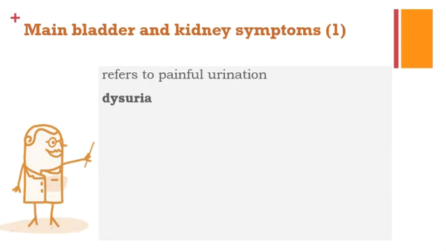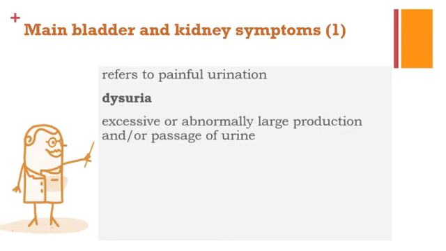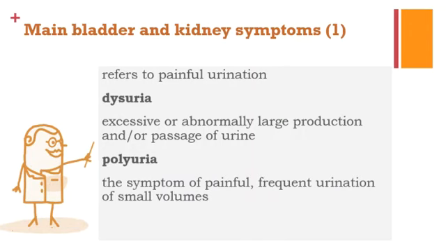Dysuria refers to painful urination. This is typically described as a burning or stinging sensation. It's most often a result of urinary tract infection. Excessive or abnormally large production and/or passage of urine is called polyuria. The symptom of painful, frequent urination of small volume is called strangury.